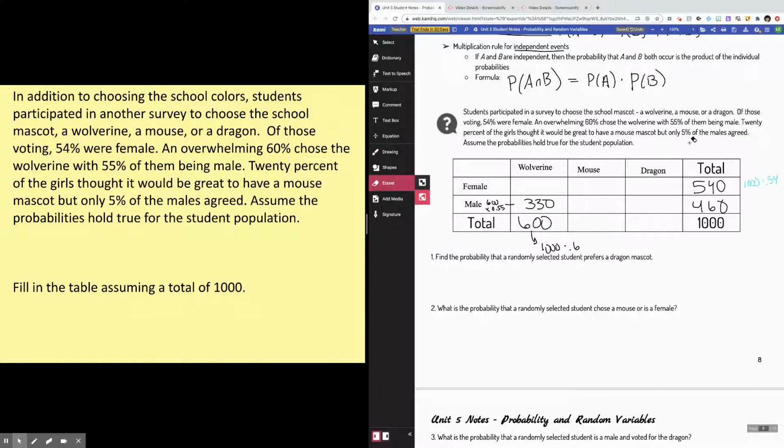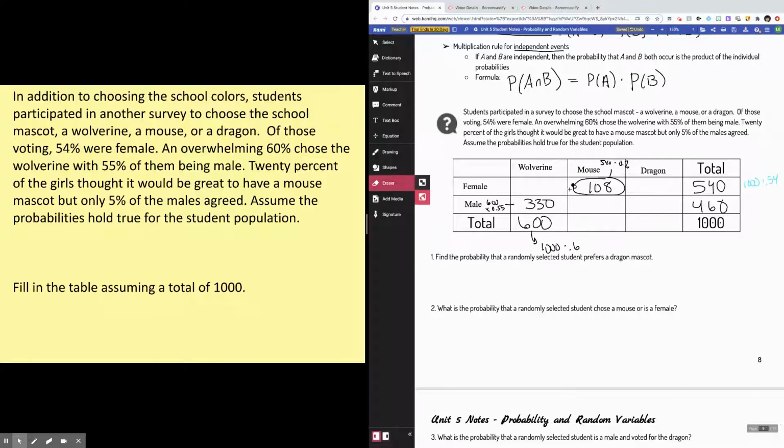All right. Next, this says 20% of the girls thought it would be great to have a mouse as the mascot. Okay. So female is my restriction, right? And then mouse is my other event, right? So to get this cell, I would have to do not the total times 20%, but the total number of females times 20%. So 540 times 0.2, which is 108.